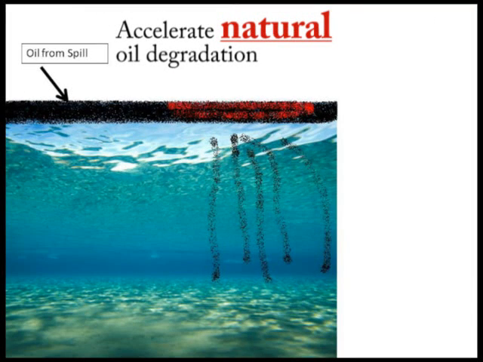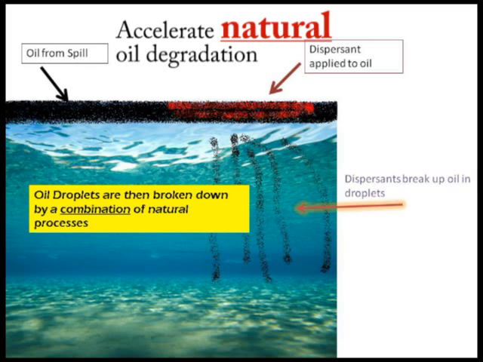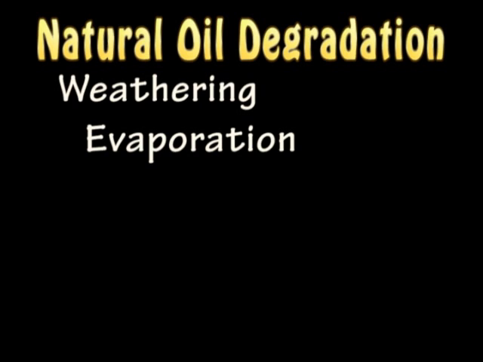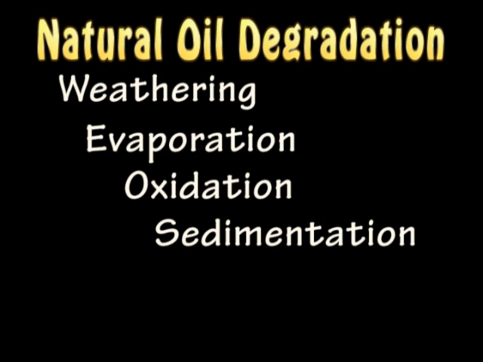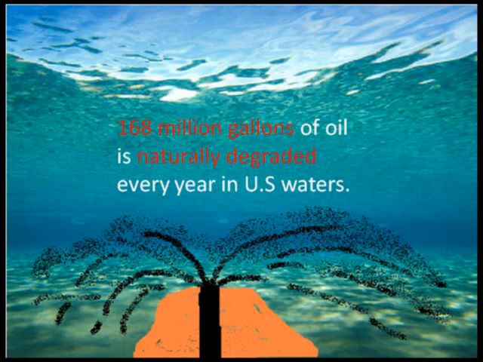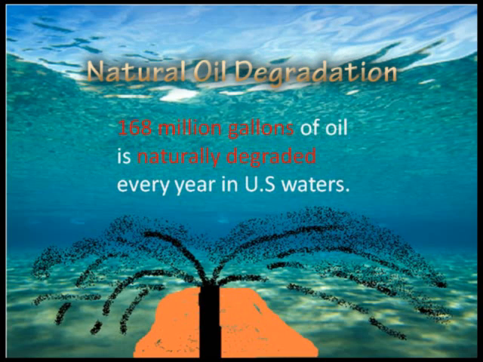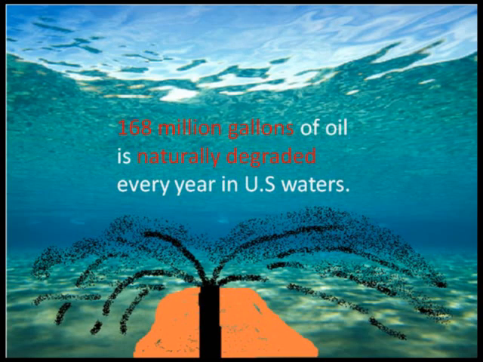Simply put, dispersants accelerate natural oil degradation by breaking down oil into small droplets that are easier to degrade. These processes include the combined interaction of weathering, evaporation, oxidation, sedimentation, and biodegradation. These processes degrade the estimated 168 million gallons of oil that is naturally released into the marine environment every year off of U.S. shores.